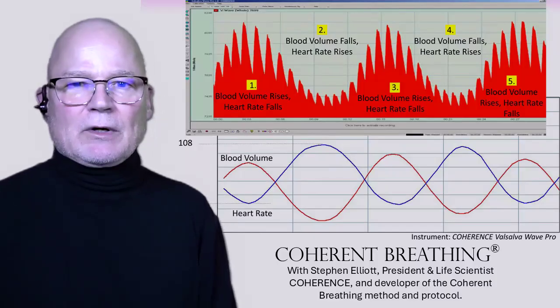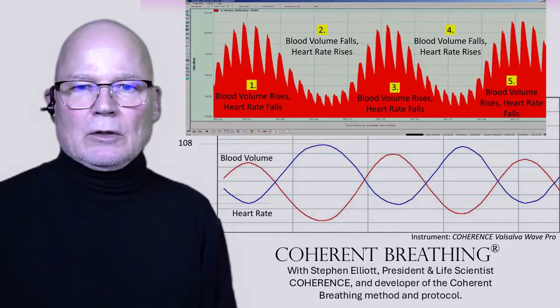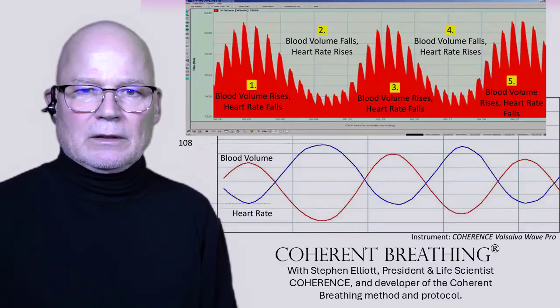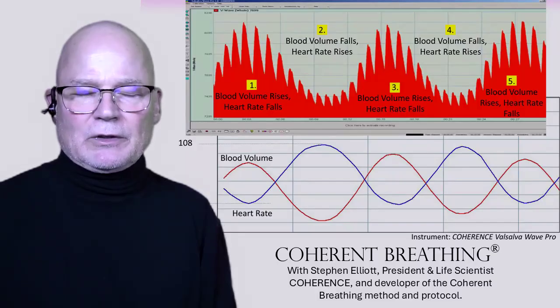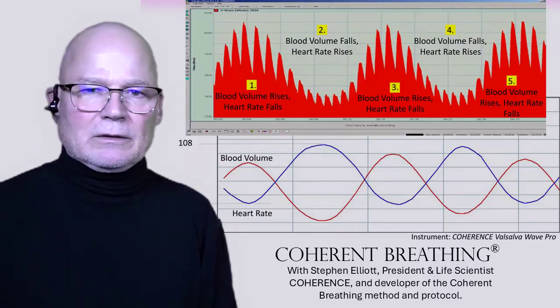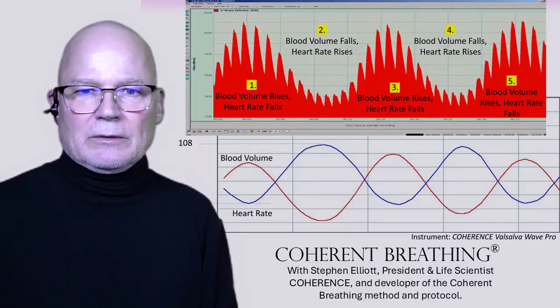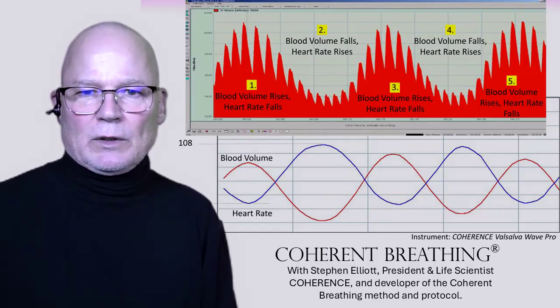You may recall this graphic from a video or two ago. Here we can see the Valsalva wave rising and falling in the upper panel, very much emulating a sinusoidal pattern. And below, we see the same signal now picked apart so we can see its component features, that being the red graph being the blood and the blue graph being the heart rate, where they are varying very much, again, in a manner emulating a sine wave.